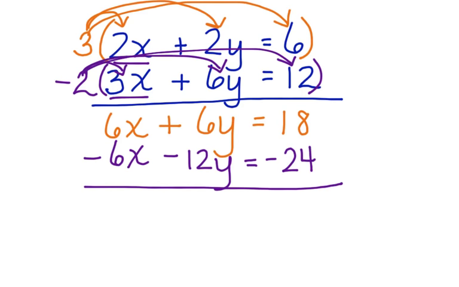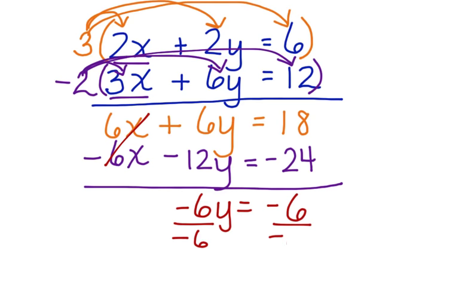Now let's work on solving the system. These cancel. 6y minus 12y is a negative 6y equals 18 minus 24, which is a negative 6. Now we can solve for y by dividing both sides by negative 6. Y equals positive 1. Now we can substitute positive 1 back into one of the equations in the original system and solve for x. Let's do that.